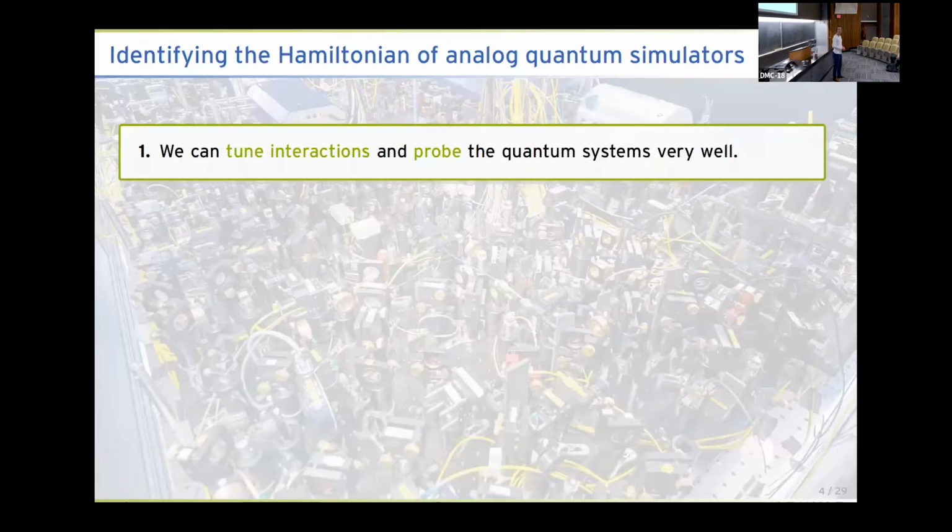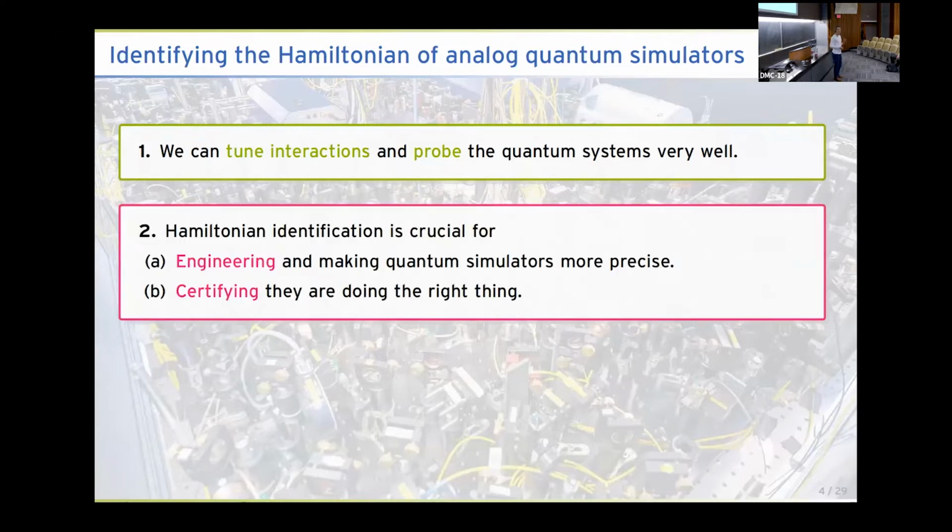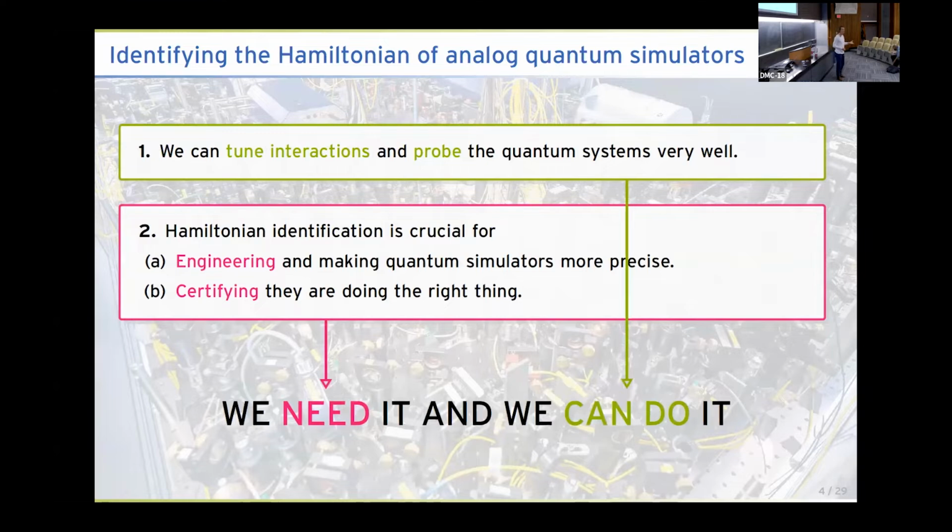But of course, in these systems, we can tune the interactions really, really well. But on the other hand, we also need to know what's actually the Hamiltonian in the lab. So we need that both in terms of engineering, right? So we have some control model of our system in the laboratory, and we want to update that control model to really get more and more precise in terms of engineering the Hamiltonian. But then on the other hand, of course, we're also doing something, and we want to know, is what we're doing the right thing? So Hamiltonian identification is a task that on the one hand we can do, right?